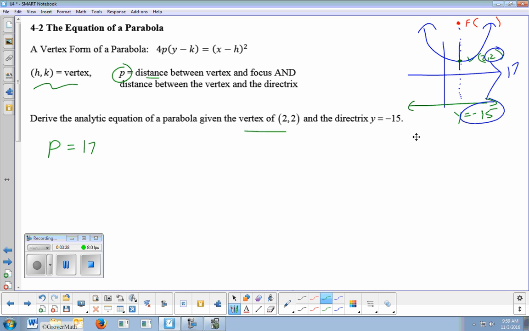That could actually be used to find the focus. We don't need that here, but I know the focus is going to have the same x value as the vertex because it's on the same axis of symmetry.